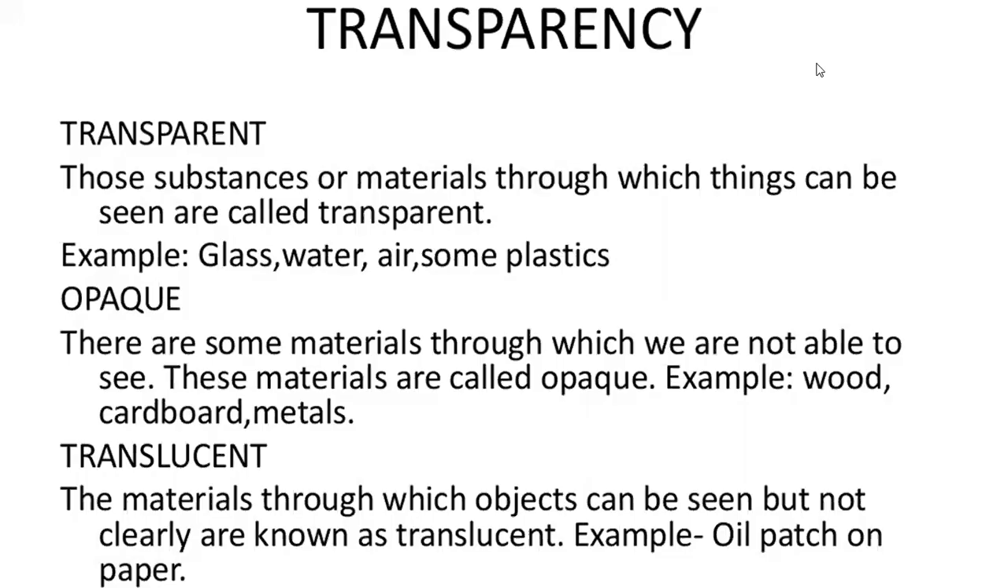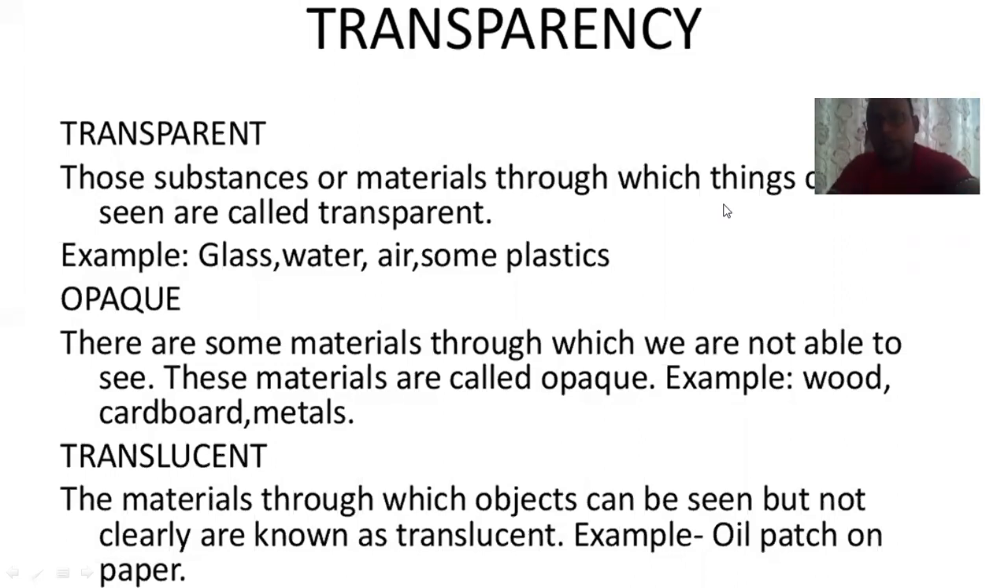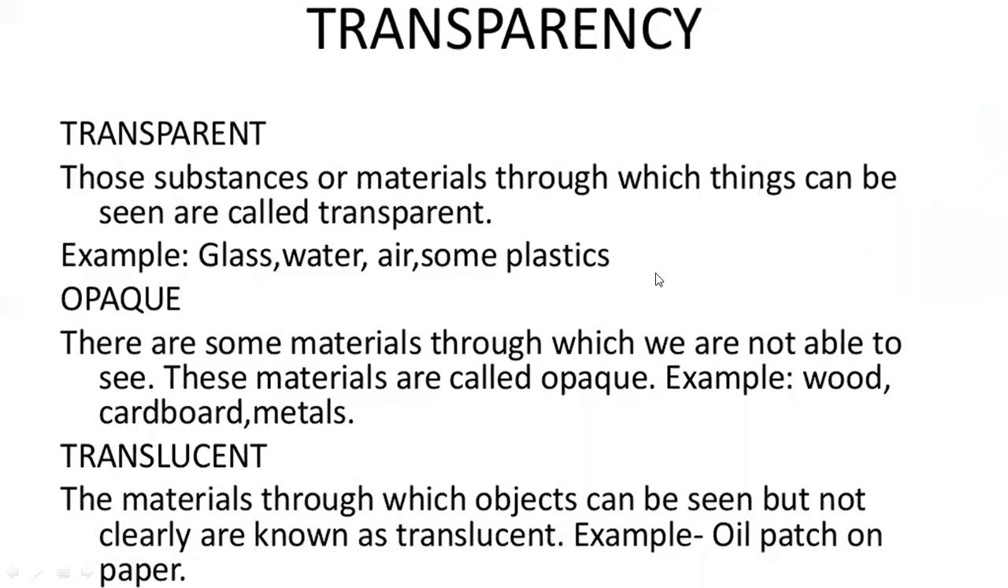Transparency. Here you can see transparency. On the basis of transparency, you can describe substances in three categories: one is transparent, another is translucent, and third is opaque. Transparent means substances through which things can be seen easily, for example glass, water, etc. Opaque, through which we are not able to see, like wood, cardboard, metals. We are not able to see through them.